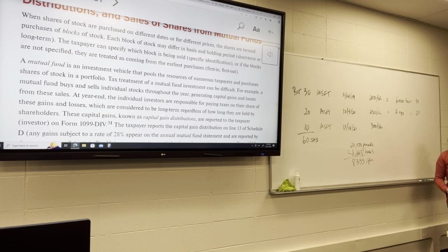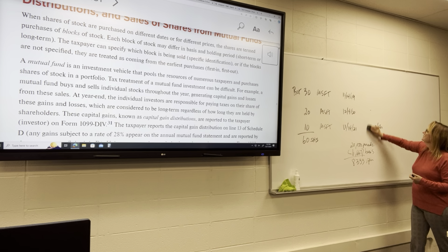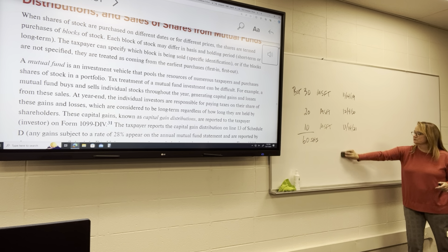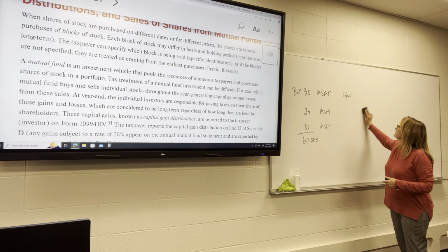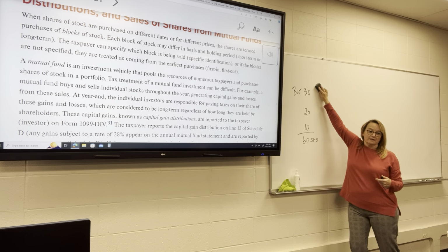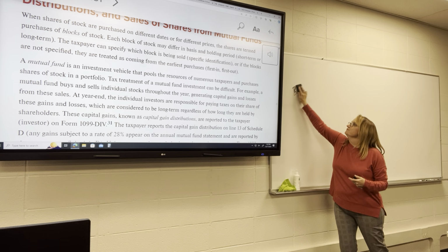Does everybody know what a mutual fund is? I know that not everybody does, so I will explain. So a mutual fund, you can buy individual shares, like I just did here, Microsoft, or another option is to buy a grouping of shares.